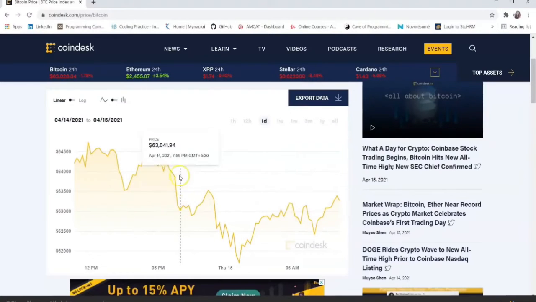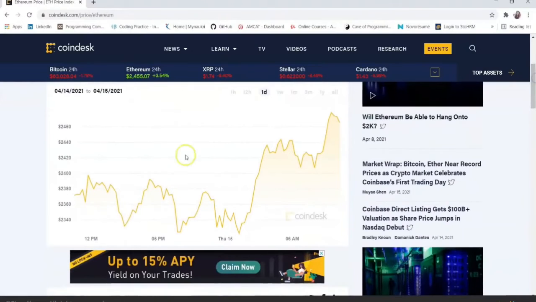Let's have a look at this graph of Ethereum too. The value of Ethereum started at $2,388.13 on April 14 at 12 p.m. and the current status on April 15 is positive with a value of $2,442.37 with an increasing rate of 4.67%.